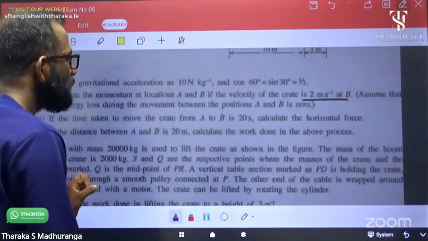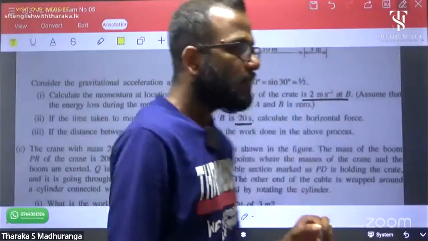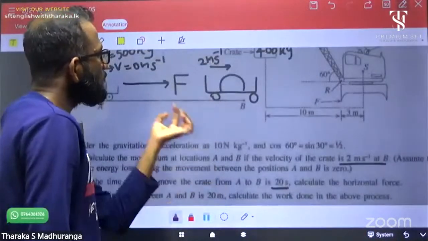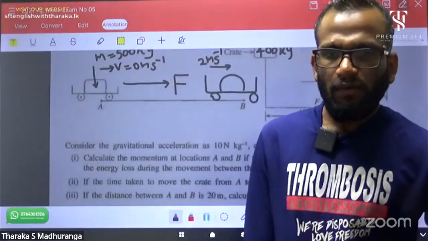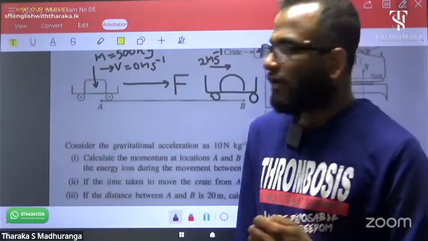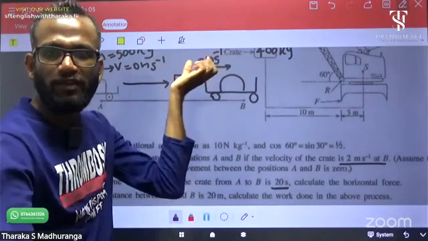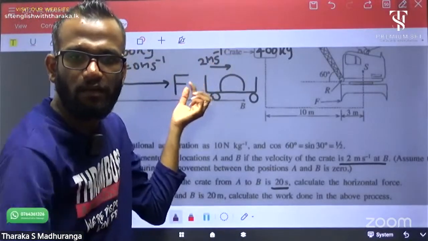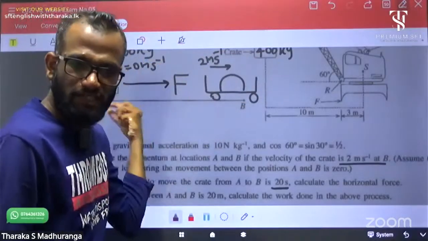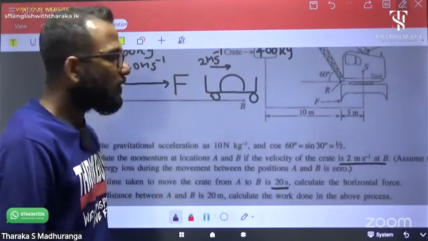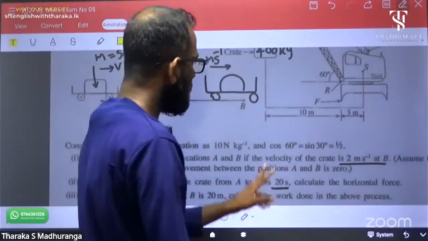Okay, now first of all, the time is given. Then you can easily calculate the acceleration. How to find the acceleration? The velocity change, 2 minus 0. Final velocity minus initial velocity, that means velocity change divided by time. What is the acceleration of this object? You have to do it on paper.